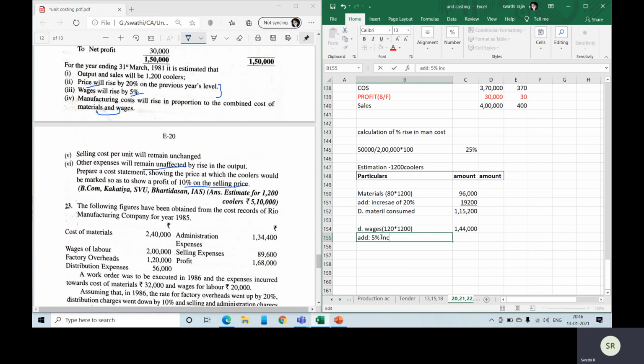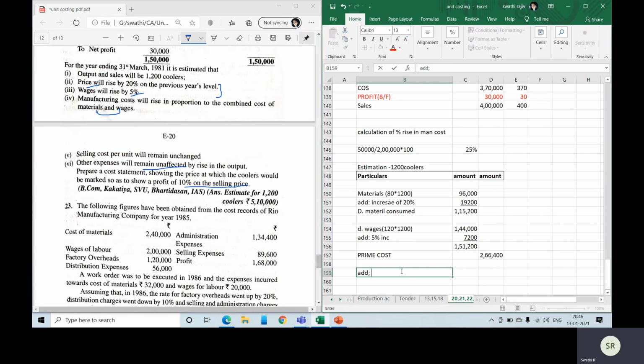5% increase. So that is equal to into 5 divided by. So my wages are going to be 1,51,200. Prime cost is going to be my direct material consumed plus direct wages, that is nothing but 2,66,400.